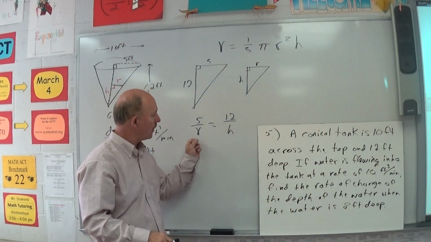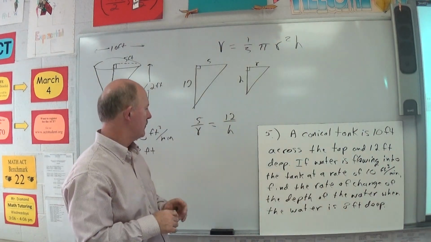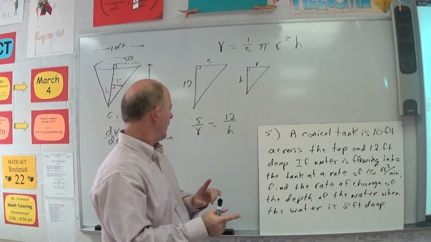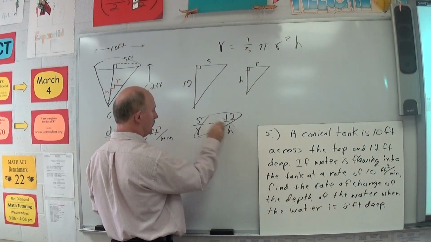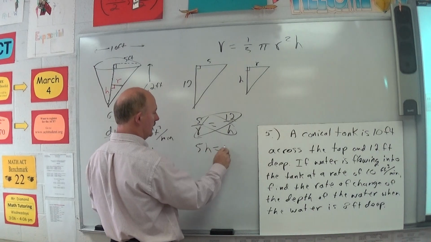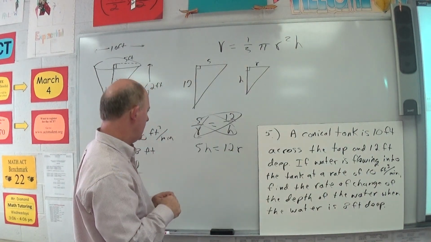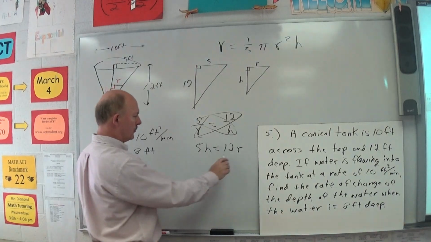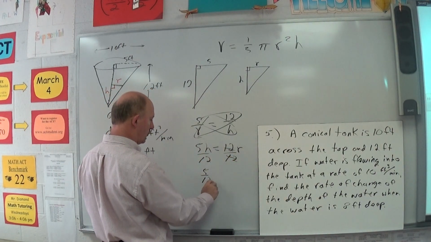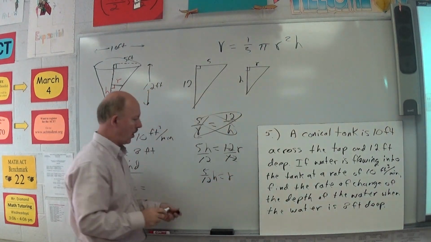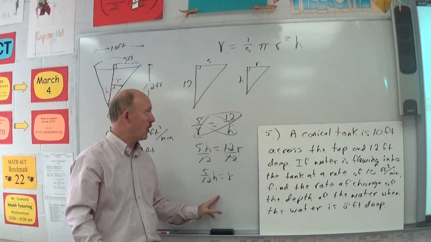So let's solve our little proportion for R in terms of H. Cross multiply gives us 5H equals 12R. We need to keep H, so we divide this side by 12, divide this side by 12. We end up with 5 over 12 times H equals R. So it's a little equation that relates the height and the radius of our cone.